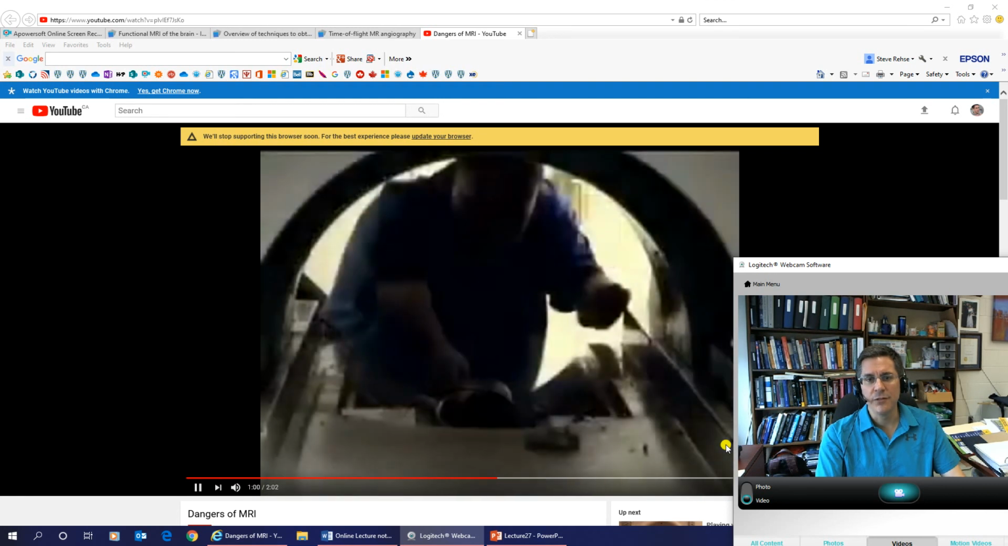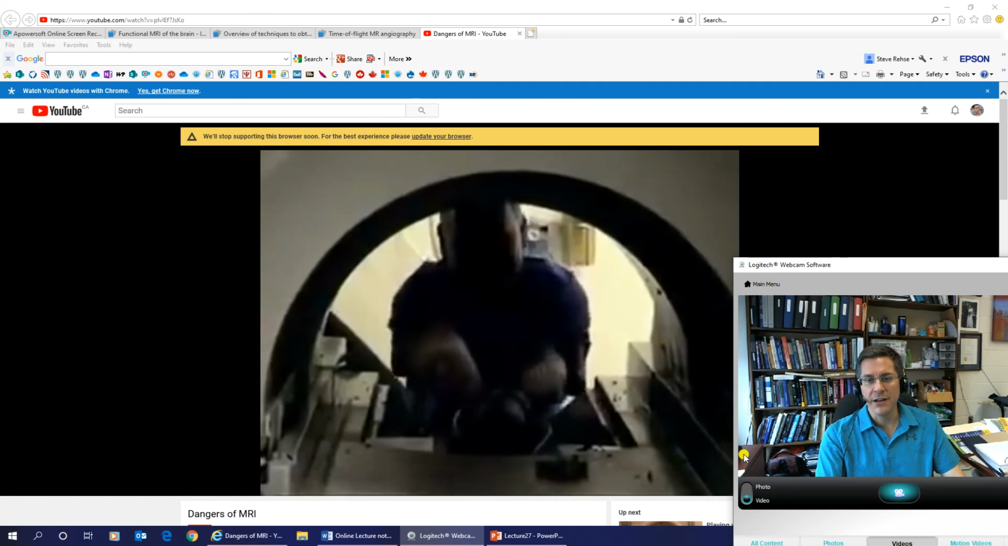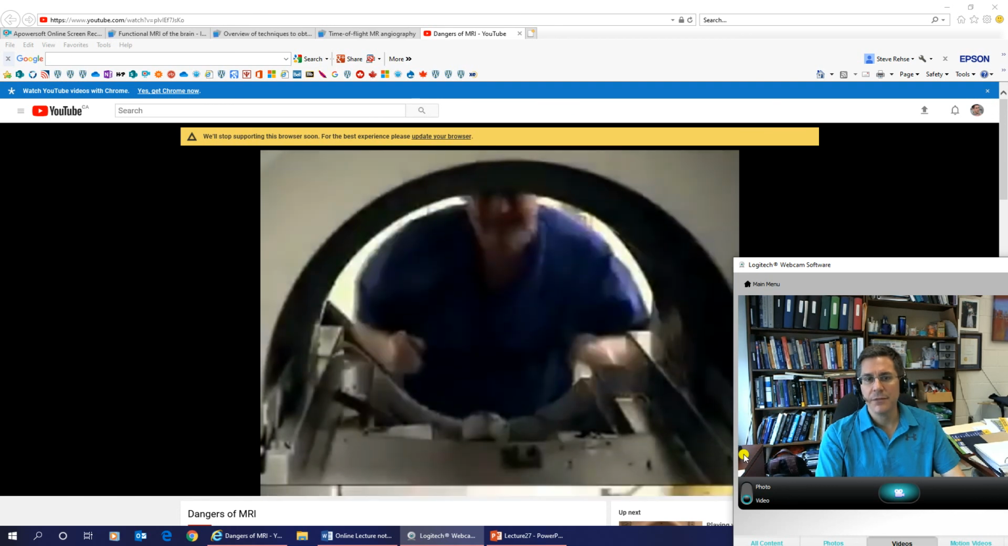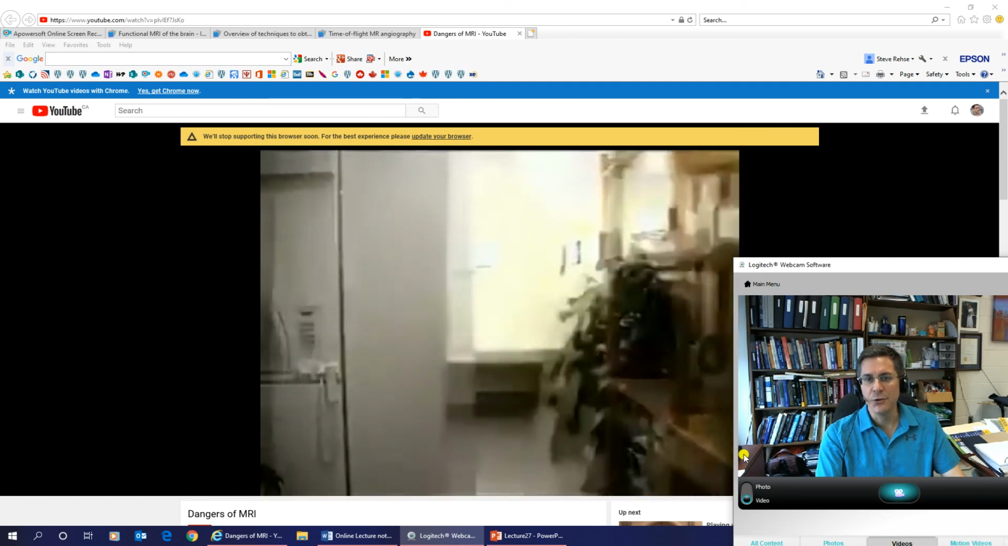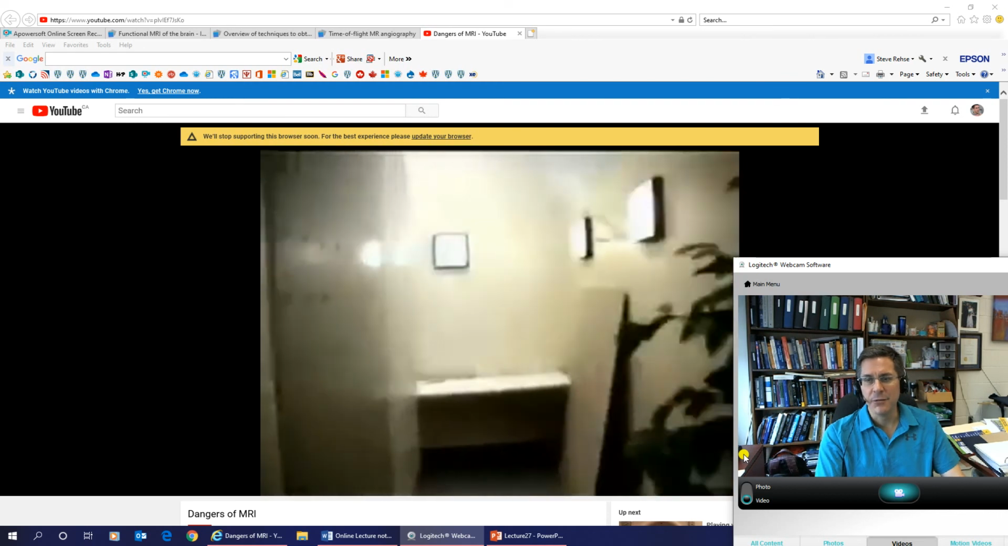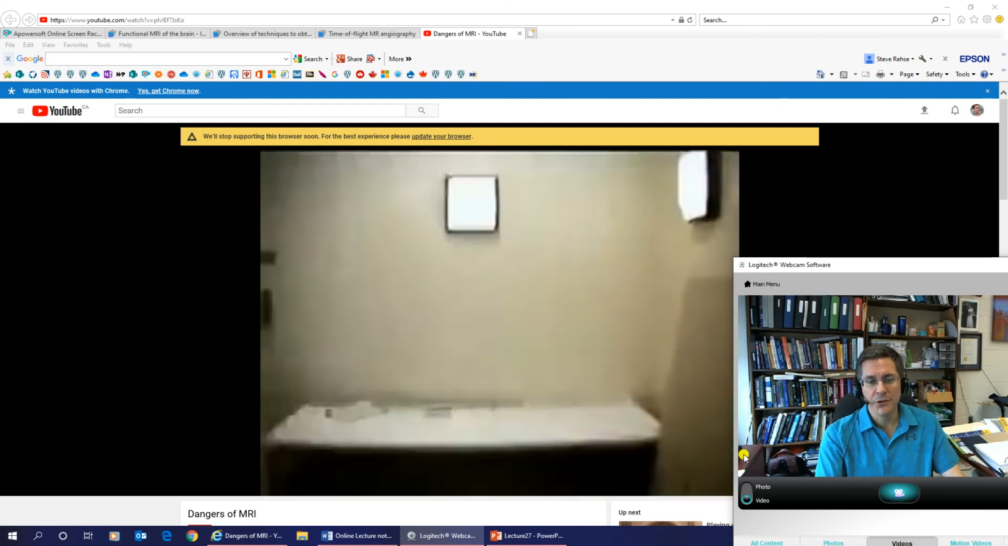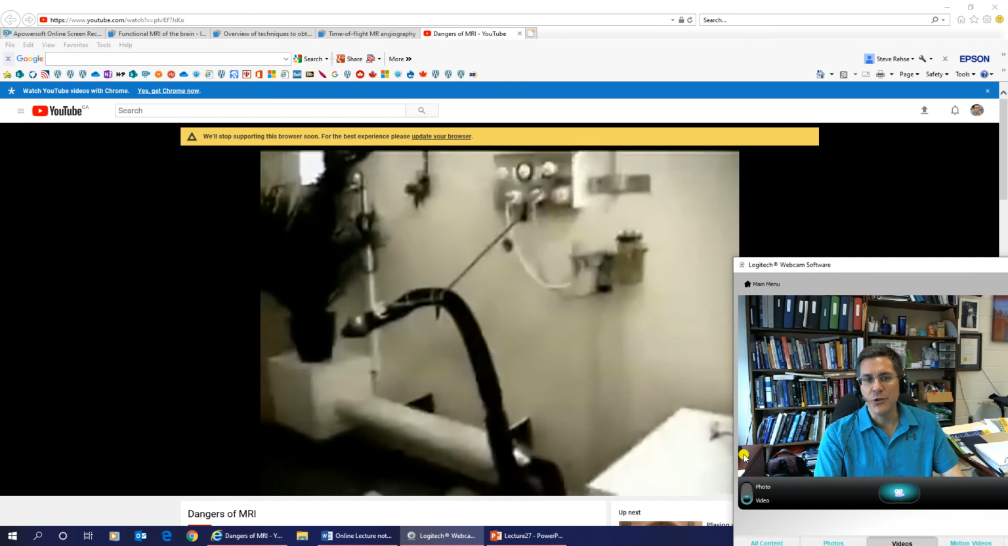It's quite funny. Now he's looking at the damage, and now he's going to try and pull the thing out of there. Good luck with that. A human's not strong enough to do that. You're not going to be able to pull that thing out of the bore of an MR magnet. They're too strong, way stronger than you think it's going to be.